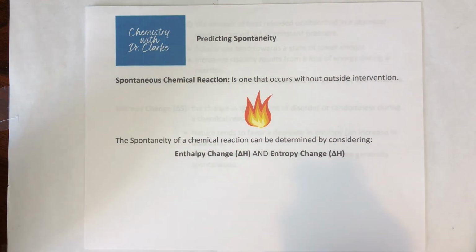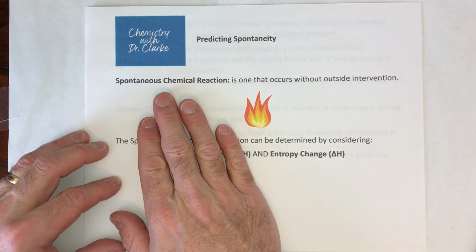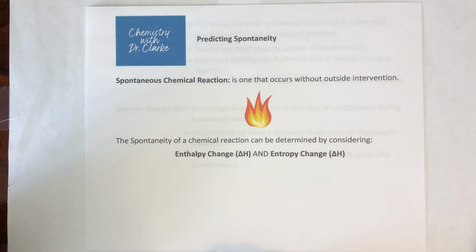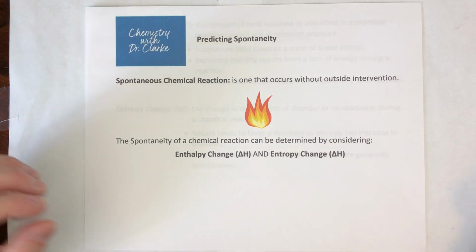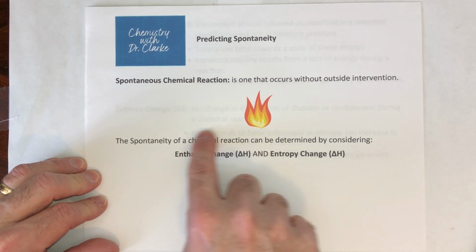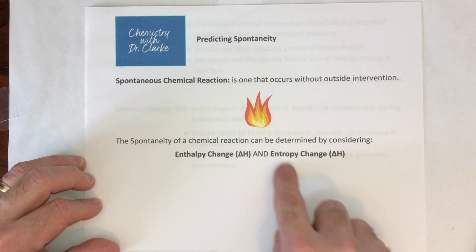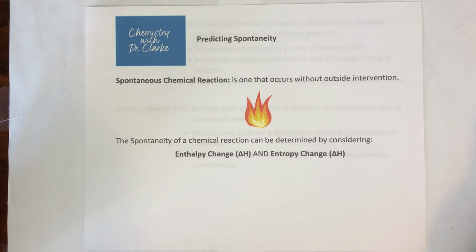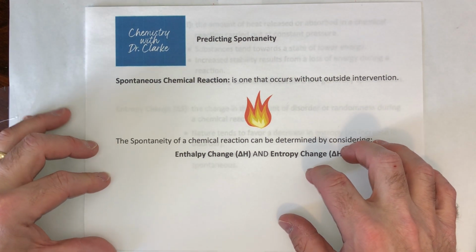So what we'd like to be able to do is look at the reactants and look at the products and decide if a chemical reaction is going to occur or not, whether it's going to be spontaneous or not spontaneous. Now, the way that we're going to decide, we have to look at how much heat is involved versus how much disorder is involved. Okay, so we can determine it by looking at the enthalpy change. That's the change in the amount of heat versus the entropy change, which is the change in the amount of disorder.